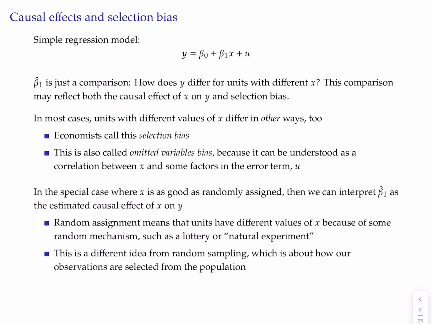This refers to the idea that observations with different values of the explanatory variable, x, differ in other ways too. This is called selection bias or omitted variables bias, because the idea of an omitted variable is that there's something in the error term in the simple regression that is correlated with the x variable.